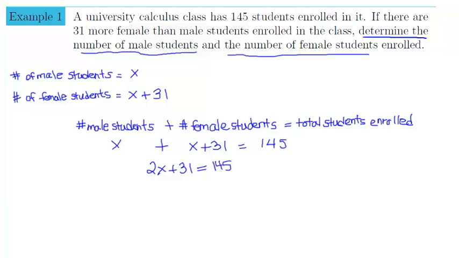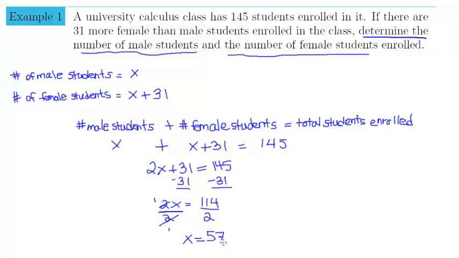We simplify both sides by adding the x's. We use reverse operations to remove the 31 from the left side and move it to the right side by subtracting. We complete the problem by dividing both sides by 2. This gives us x is 57.